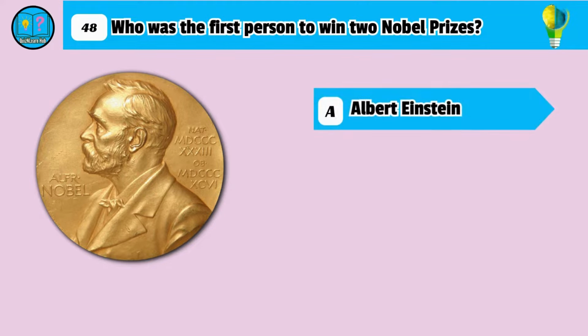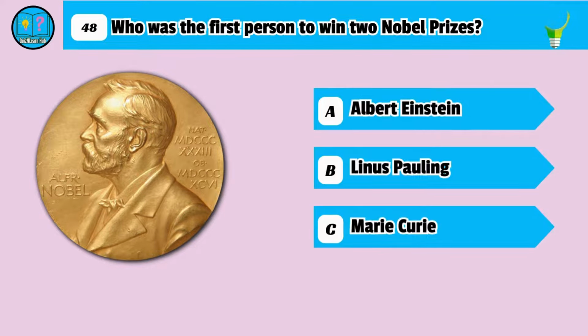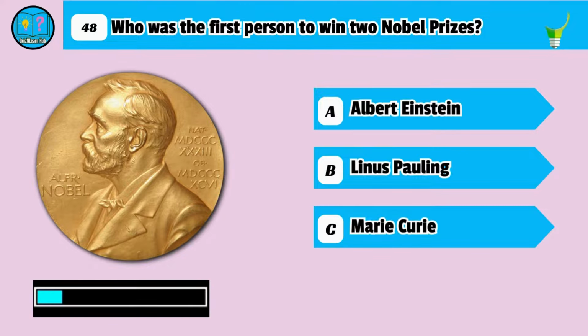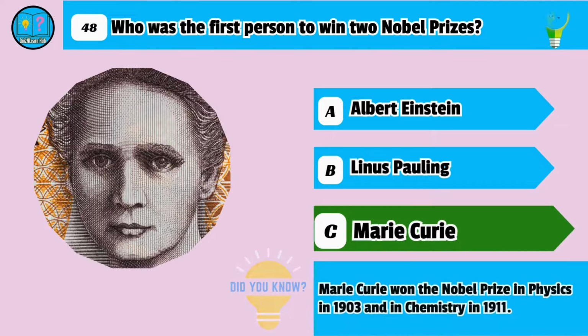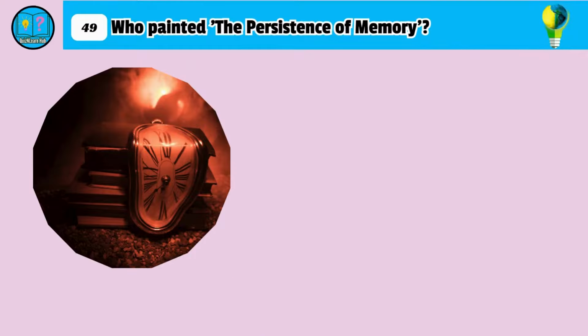48. Who was the first person to win 2 Nobel Prizes? Albert Einstein, Linus Pauling, Marie Curie. Marie Curie. Marie Curie won the Nobel Prize in Physics in 1903 and in Chemistry in 1911.